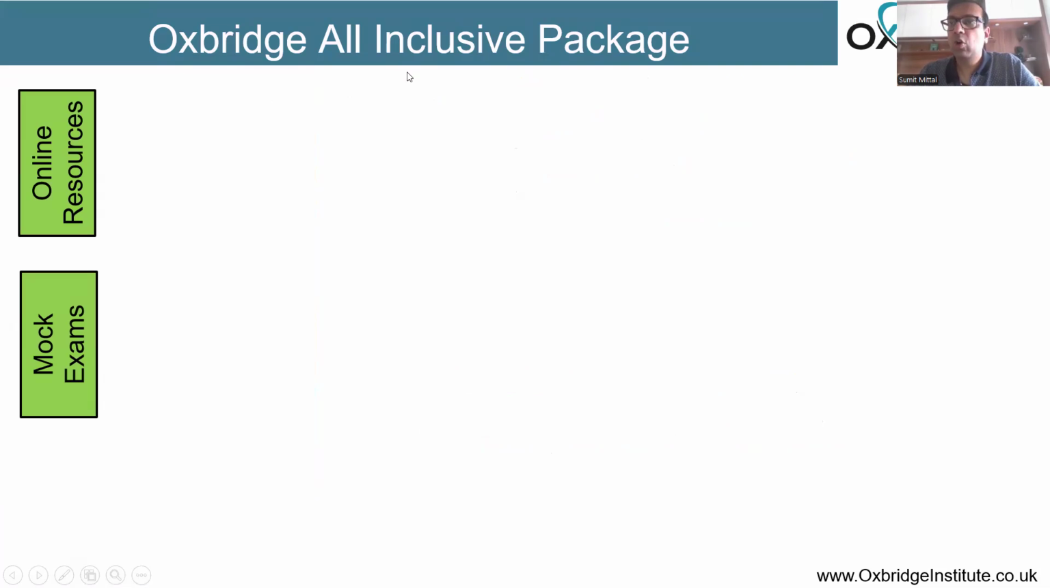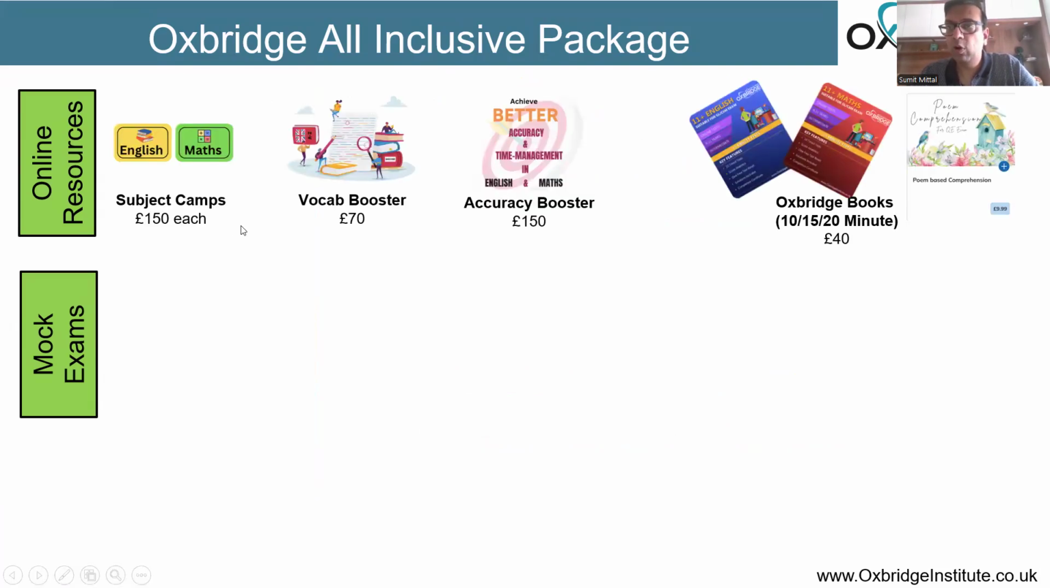Let's talk about Oxbridge all-inclusive package. So this is a package we have introduced to help families keep the cost of 11 plus education down. This package contains all of our relevant online resources. So you will get access to the English and the maths camps. You will get all the specialized camps like vocabulary booster, accuracy booster, etc. You get the relevant Oxbridge books, that is the English and maths 10-minute, 15-minute, 20-minute books, and also poem comprehension and any exam specific books that we introduced this year.